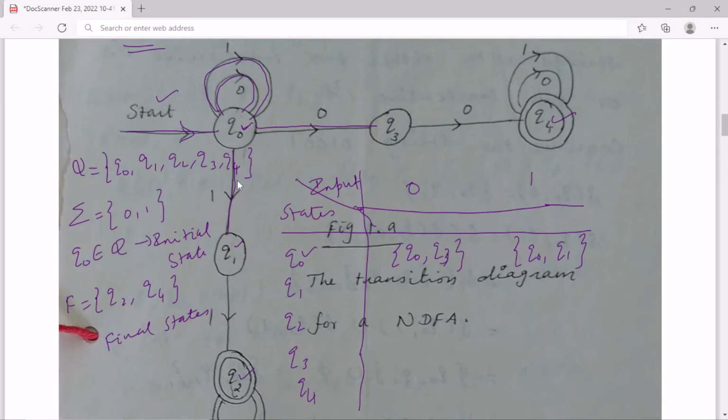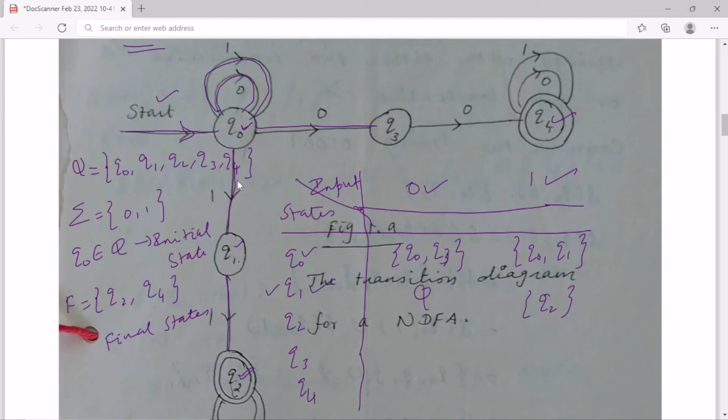Next in Q1, if you read 0, no path exists. So you just put phi. No path exists for reading the input symbol 0. Next, in Q1, if you read 1, what happens? You go to Q2.